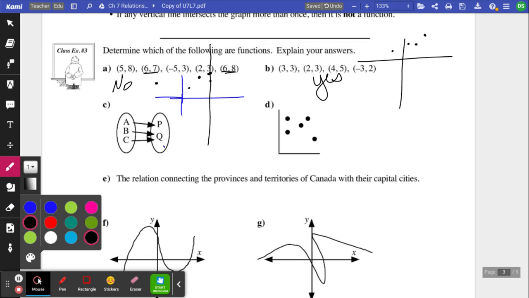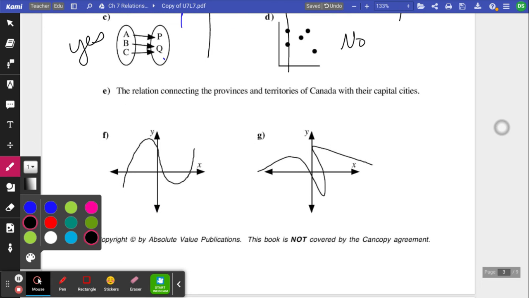How about this one? Does A only get one answer? Does B only get one answer? Does C only get one answer? Yes. Every input can only have one output. Okay, how about D? Is it going to pass the vertical line test? No. See, there's a couple places. Doesn't pass. For the same x value, there are 2 different y values.